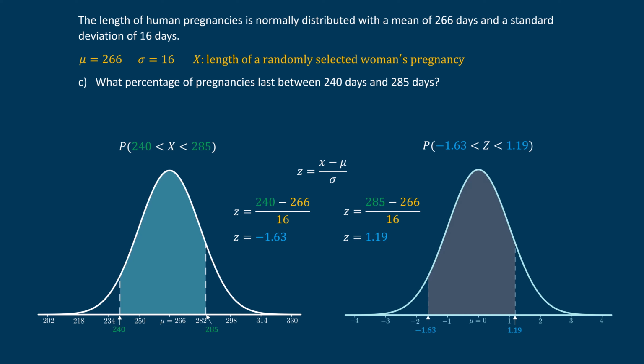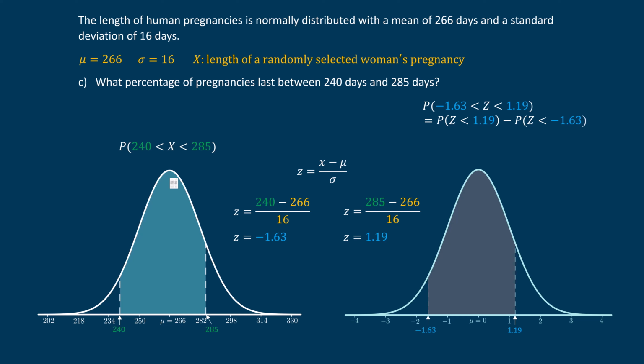The probability that z is between negative 1.63 and 1.19 is the same as the probability that z is less than 1.19 minus the probability that z is less than negative 1.63. I went into detail on why this is true in my previous video, but basically what we're doing here is first finding the area to the left of 1.19 and then subtracting the area to the left of negative 1.63. And that's what gives us the area between negative 1.63 and 1.19.